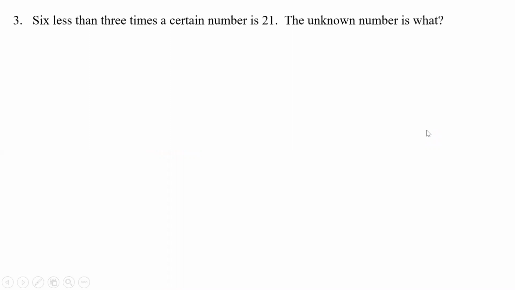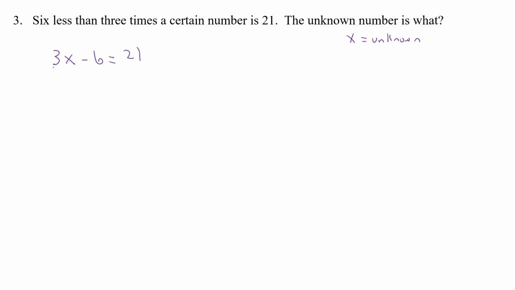All right, next one. 6 less than 3 times a certain number is 21. The unknown number is what? Well, let's call X our unknown. Okay, so let's write this as we go down here. 6 less than 3 times a certain number. So we're going to have 3 times a certain number, 3 times X, and we want 6 less than that. So minus 6, and that is 21.